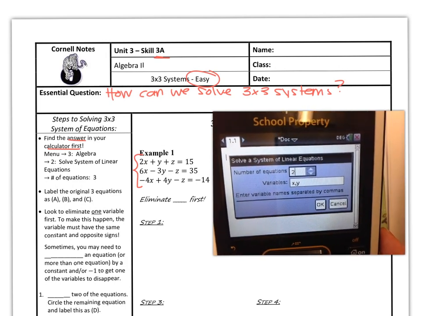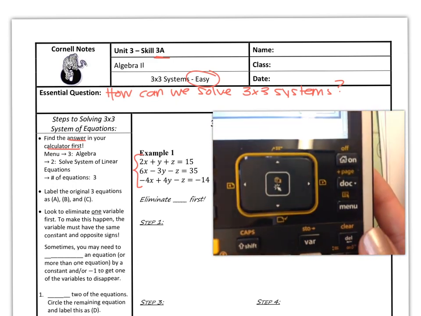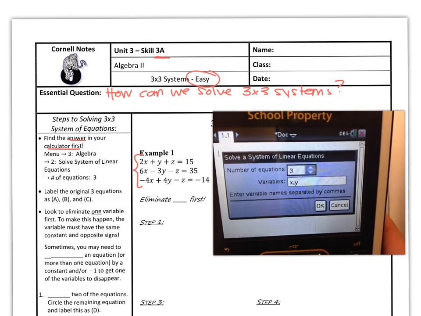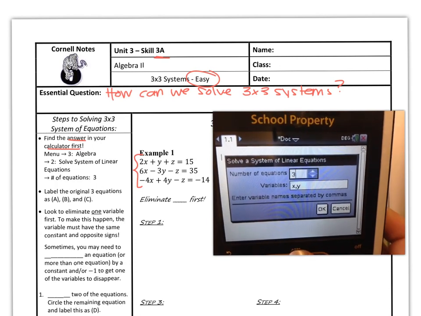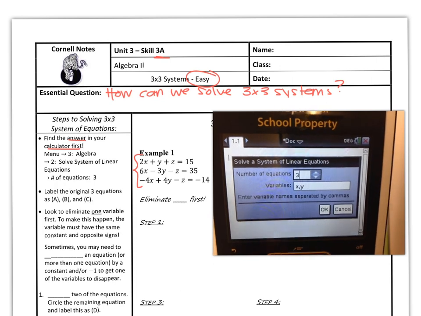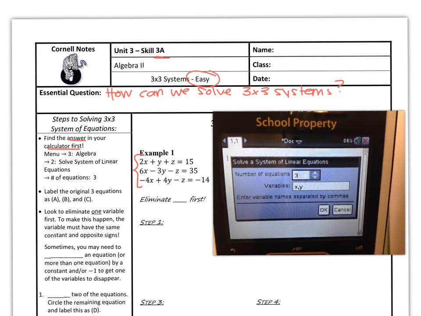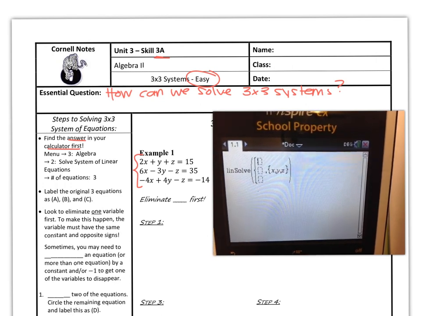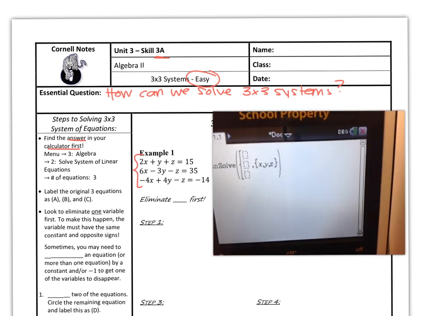However, we don't have 2 equations, we have 3. So I'm going to hit Delete, and then change the number of equations to 3. That will automatically update your variables to say x, y, and z. So I'm going to hit enter once I have 3 written in there. And then it gives me this, and it looks a little bit like what we have going on on our paper, where we have these spots to write 3 equations.